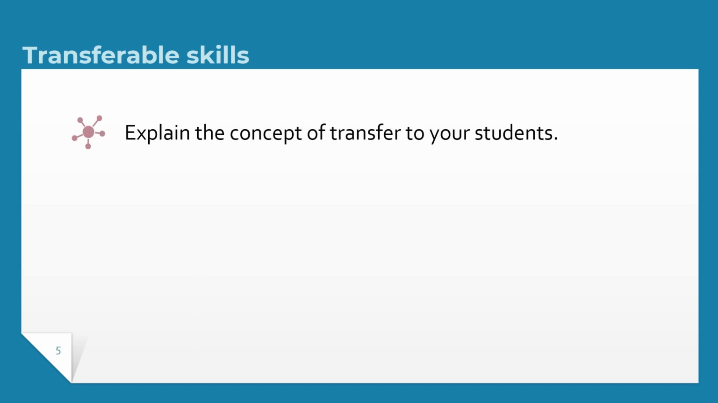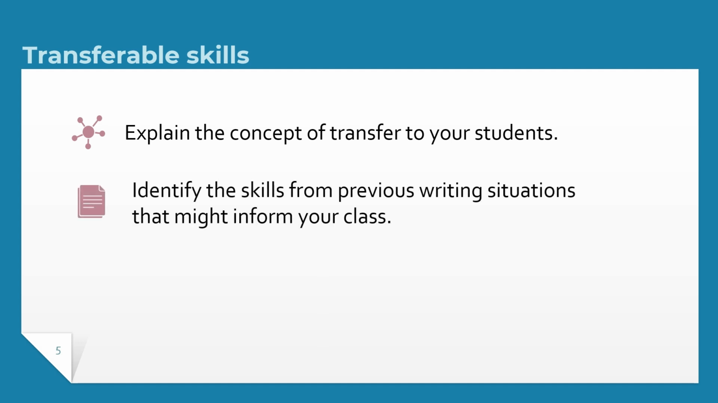In practice, making small changes to the way you approach writing assignments can increase students' focus on transferable skills. One thing you can do is explain the concept of transfer to your students early in your class, and make a point of reminding students that the knowledge and practice they're gaining will transfer to future writing situations. You can also identify the skills from previous writing situations, such as prerequisite classes, that might inform your class, and discuss this with your students.